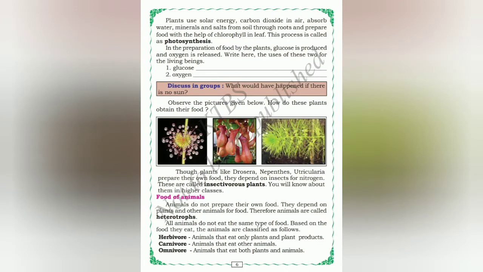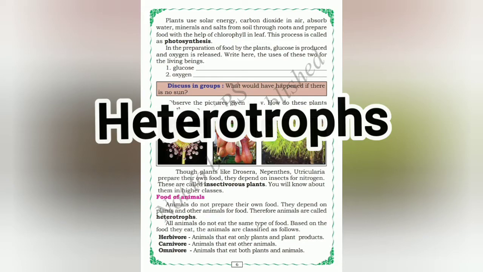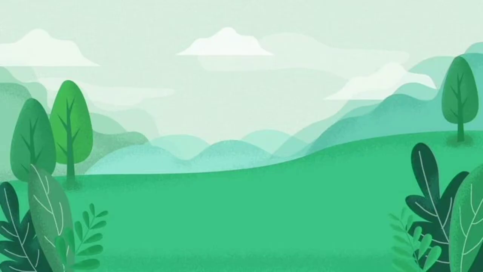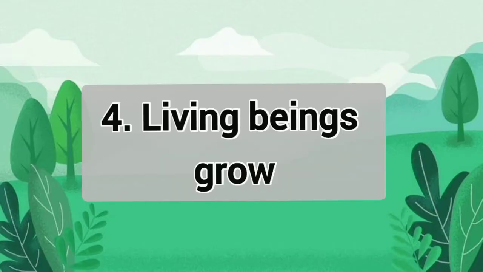Animals depend on plants and other animals to prepare their own food. Therefore, animals are called heterotrophs. The animals are classified as follows based on the food they eat: herbivore, carnivore, and omnivore. And the next one is living beings grow.